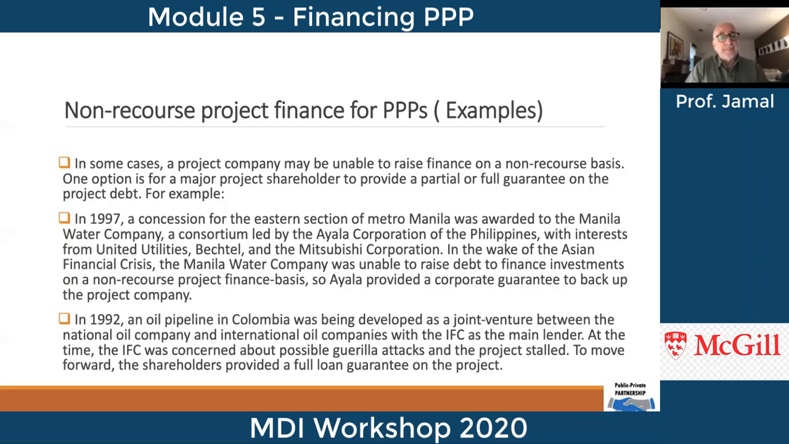Another example, in 1992, an oil pipeline in Colombia was being developed as a joint venture between the National Oil Company and an international company, with the IFC, which is the private arm of the World Bank, as the main lender. At that time, the IFC was concerned about possible attack from the guerrillas, and this project stalled. To move forward, the shareholder provided a full loan guarantee on the project, and then the project was able to be implemented.